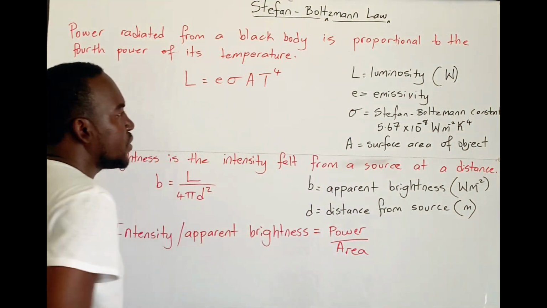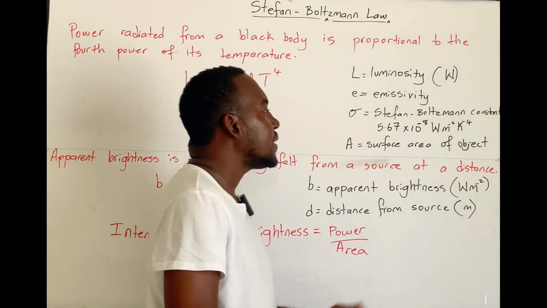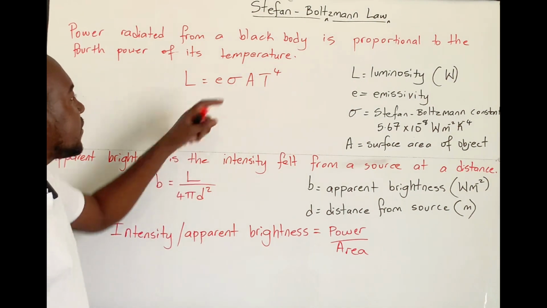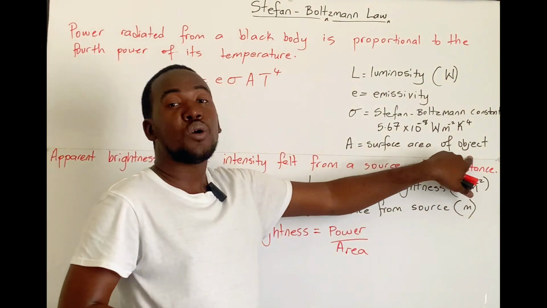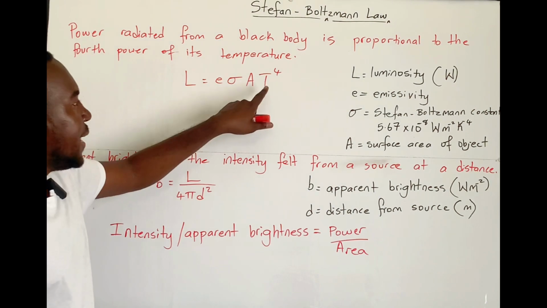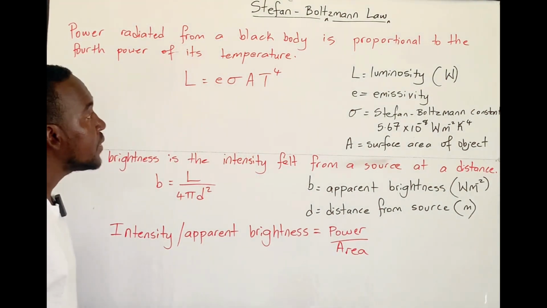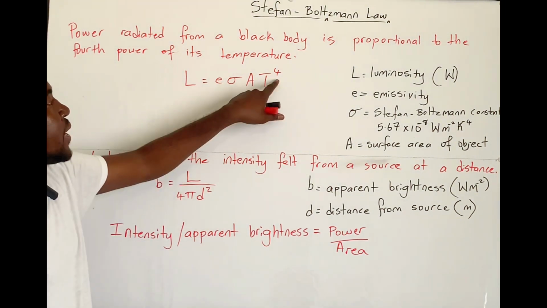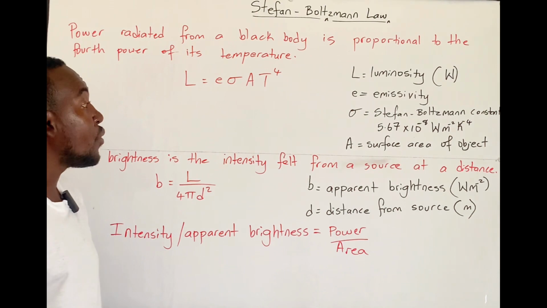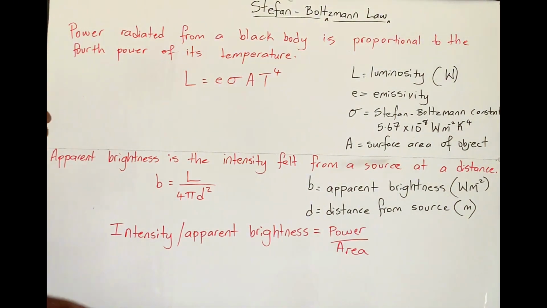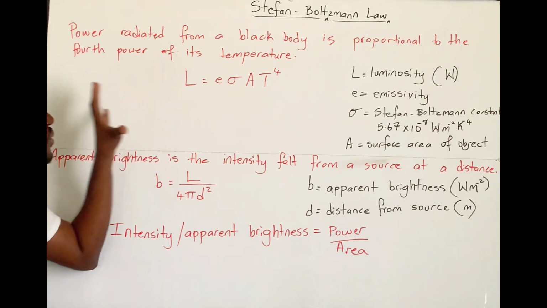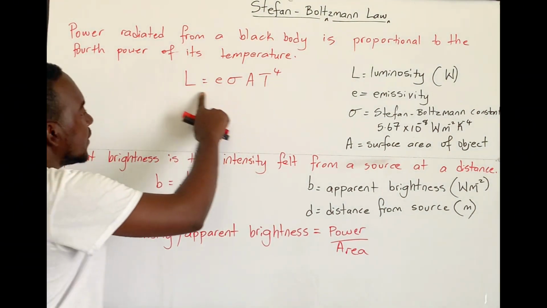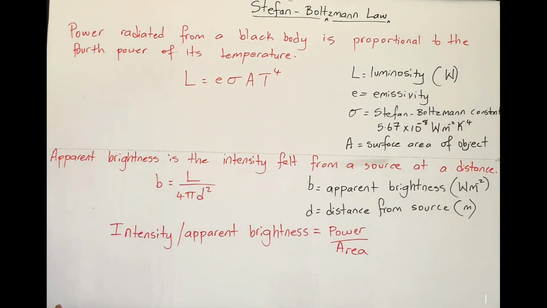Sigma represents the Stefan-Boltzmann constant, 5.67 times 10 to the negative 8 watts per meter squared per Kelvin to the fourth. And A represents the surface area of the object that's radiating the heat. And then T is the temperature in Kelvin of the black body or of the object that's radiating the heat, and we raise that to the power of 4. So this is basically the equation that we use to show the link between the power of radiation emitted and the temperature of the black body.